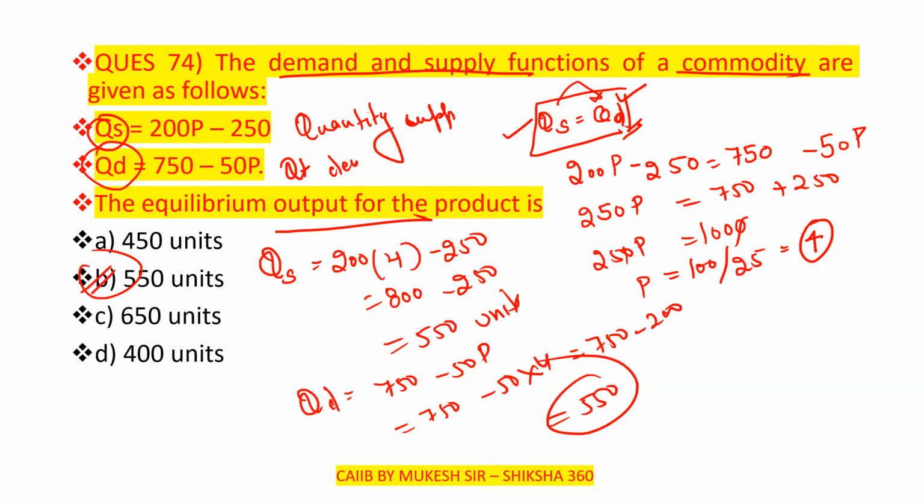Because at this point the quantity supplied is equal to the quantity demanded. That is the equilibrium output. Okay. Now move to the next question.